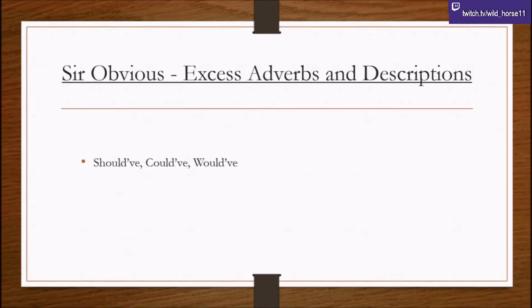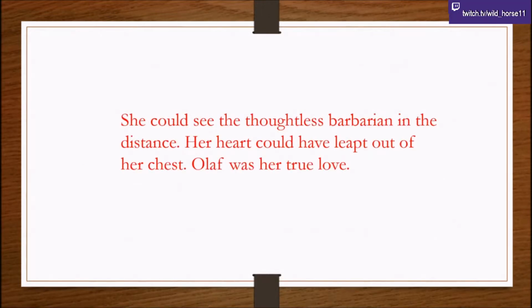Should've, could've, would've writing occurs when the writer describes the potential action of a character while they are performing it. Here's an example. She could see the thoughtless barbarian in the distance. Her heart could have leapt out of her chest. Olaf was her true love. This type of writing makes the action impersonal and puts the reader in the backseat rather than up close to the action. It is boring and wordy. Here's the corrected version.